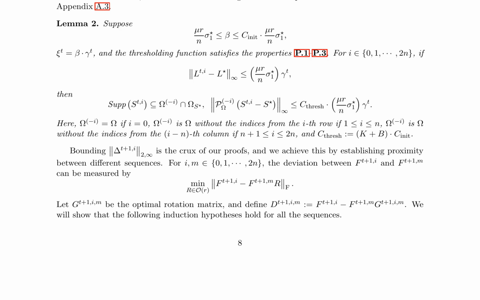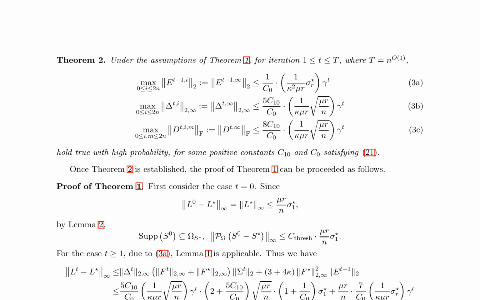The phase transition results are presented in Fig. 2, which shows the percentage of successful recoveries as a function of the rank and the number of outliers. Theorem 2 establishes that under the assumptions of Theorem 1, for 1 ≤ t ≤ t0, where t0 equals some value, several inequalities hold with high probability.